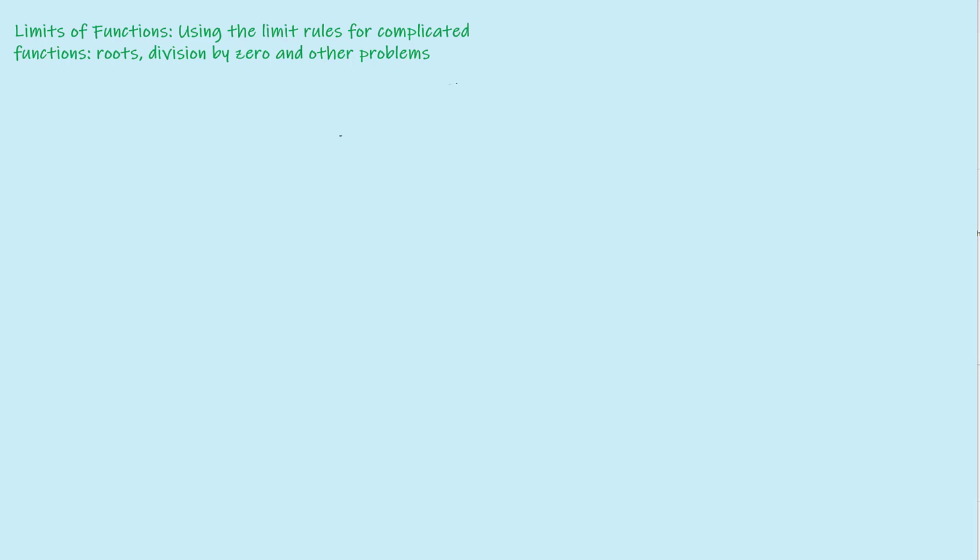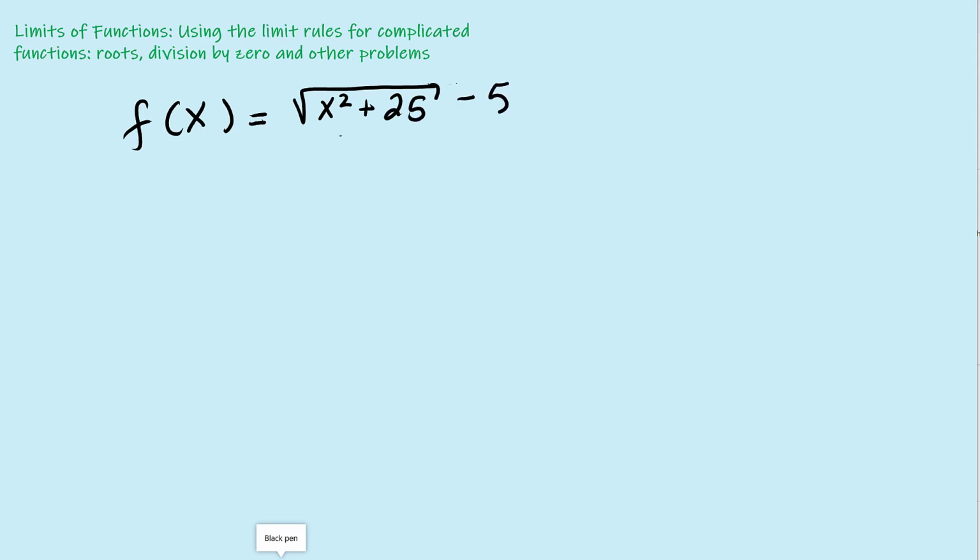So our main example in this video will have a square root in it, and you'll see in a moment what the problems are. So f of x equals the square root of x squared plus 25, minus 5, divided by x squared. So that is the first function we're going to look at, and then we're going to look at a variation of this. What are the issues with this function?